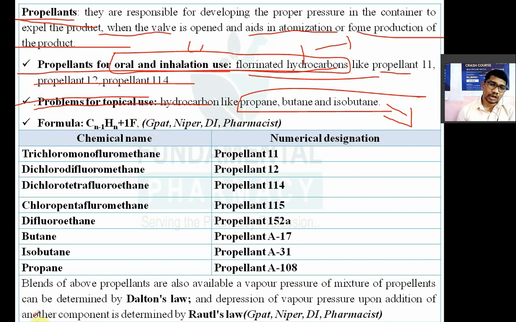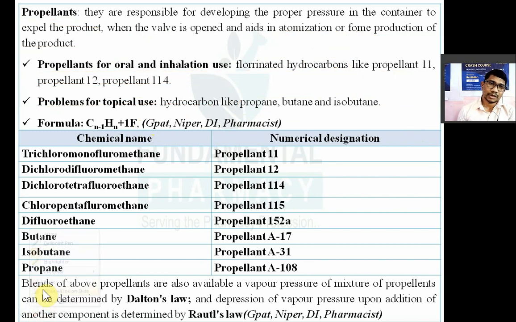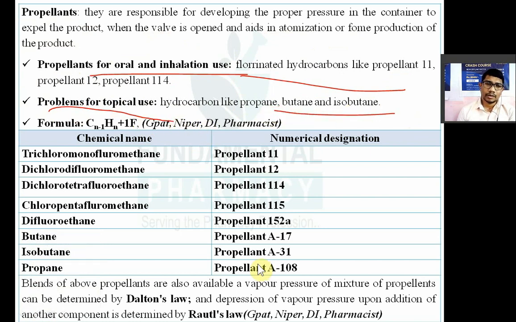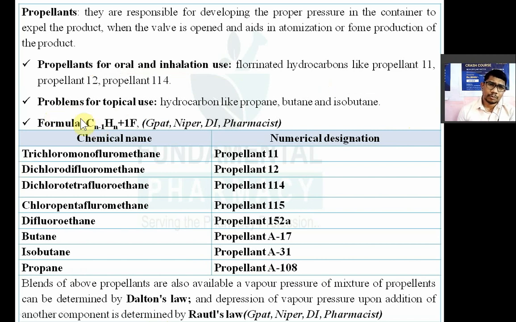Okay? So inhalational aerosols, oral aerosols, fluorinated hydrocarbons for inhalational aerosols. For topical aerosol, hydrocarbons like propane, butane, and isobutane. Am I audible to you? Particularly, those propellants which are known as fluorinated hydrocarbons, they have one formula. इसके ऊपर भी क्वेश्चन आ चुके हैं. What is the formula?